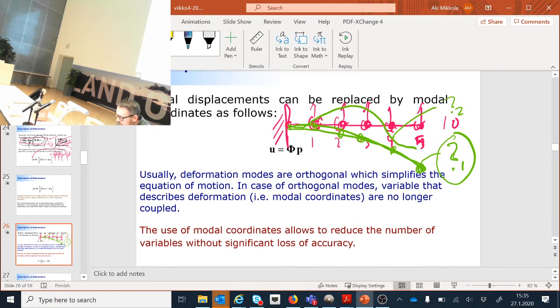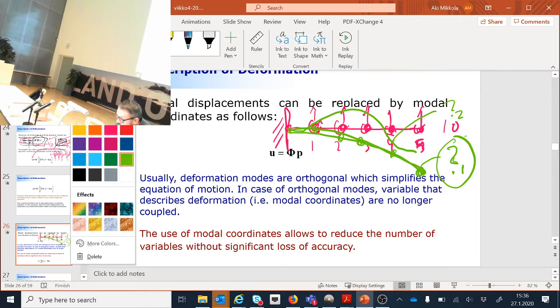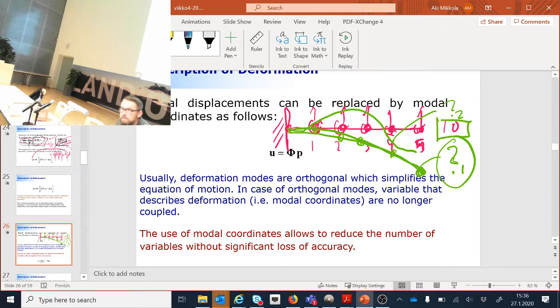Now, so here I have a structure that consists of 10 nodal degrees of freedom. So let me try to make this clear. 10 nodal degrees of freedom. What does this mean for us? This means that the structure can deform in 10 different ways. What are these different ways?